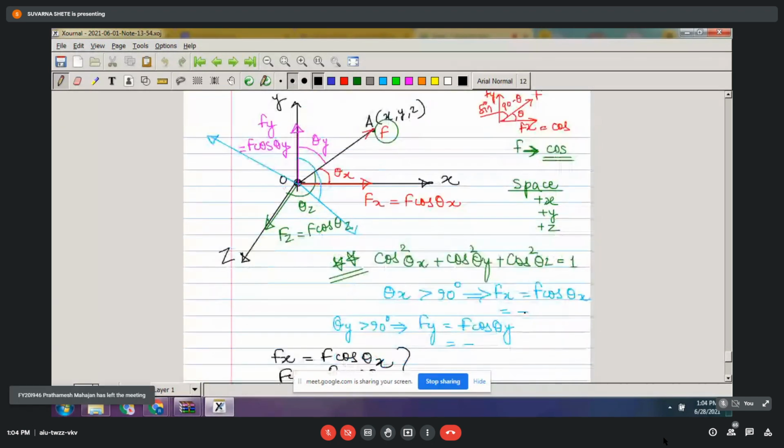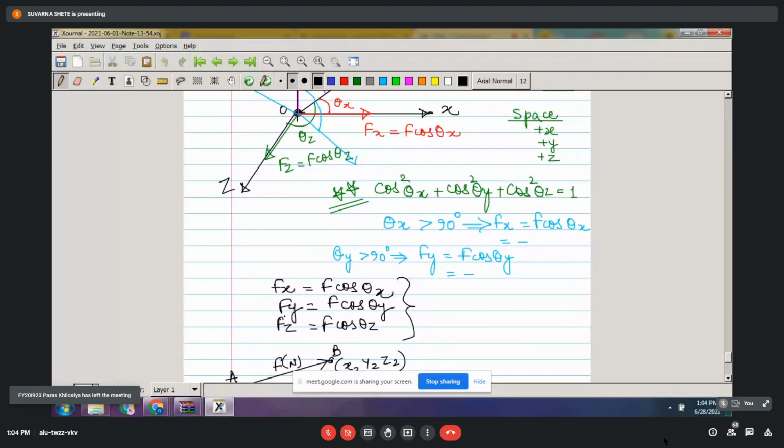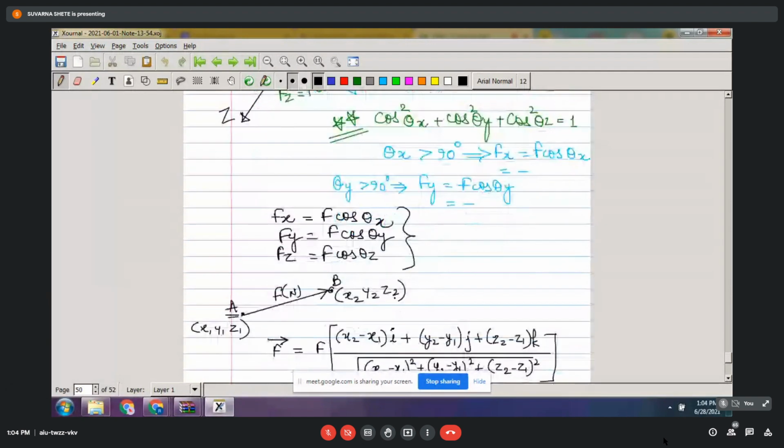Under space forces, any force moving in positive space will make different angles with respect to the x, y and z axes, so every component along x, y or z will be the cos of the respective angle. That is, Fx will be F cos theta x, Fy will be F cos theta y, and Fz will be F cos theta z.